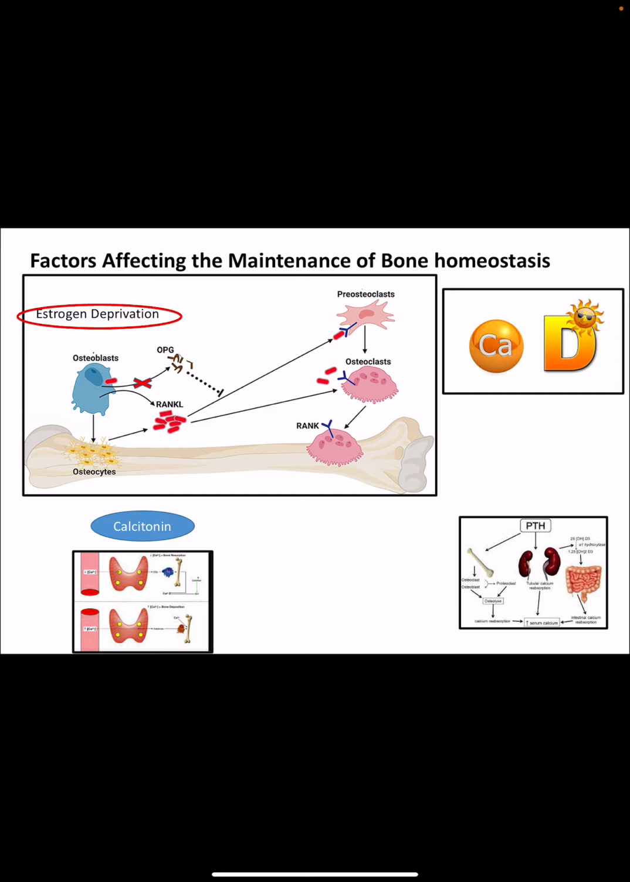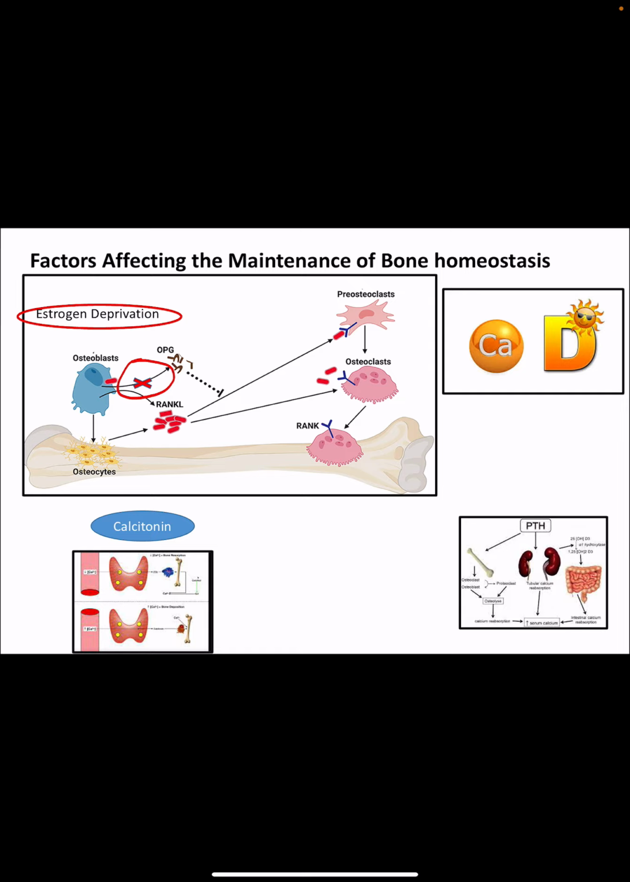What about estrogen? We always say estrogen. What does estrogen do here? The osteoclast. Like calcitonin. Look, there's an X there. You mentioned osteoprotegerin. What does osteoprotegerin do? It inhibits RANK L, and if it inhibits RANK L, it will stop the osteoclastic activity.